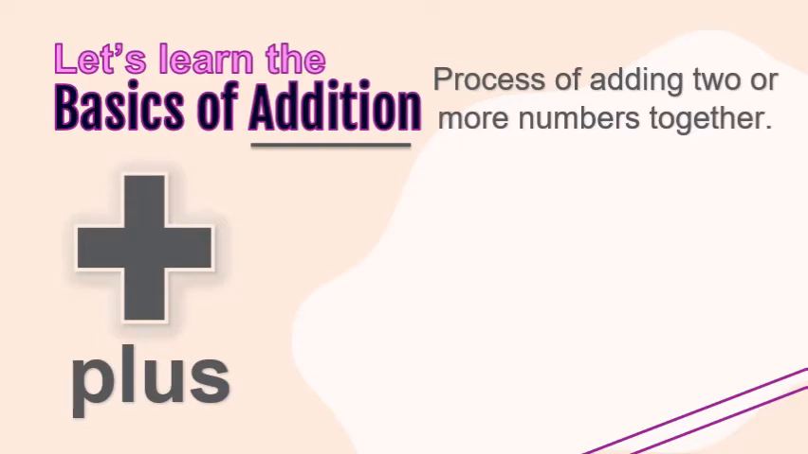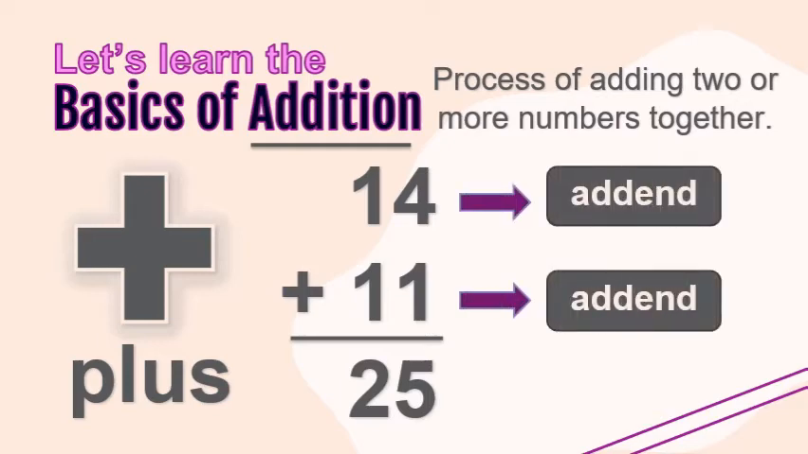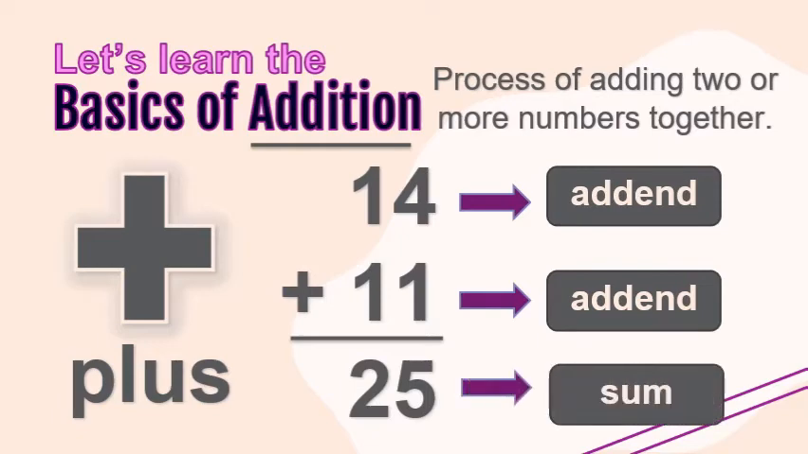For example, we have here 14 plus 11 equals 25. 14 and 11 are called addends. 14 is the first addend and 11 is the second addend. When you add both of these addends, you will get the sum, which is 25. So 25 is called the sum.